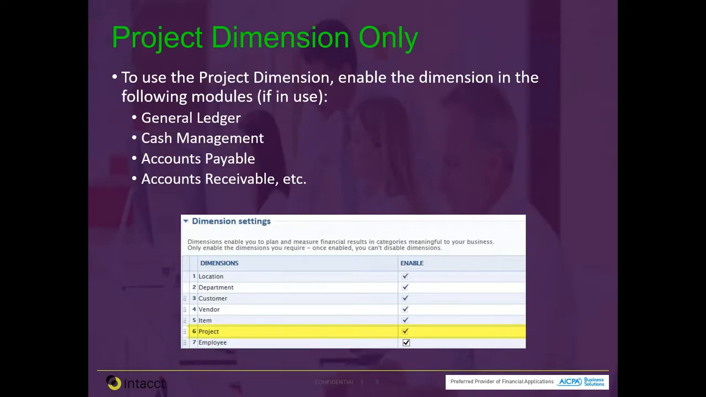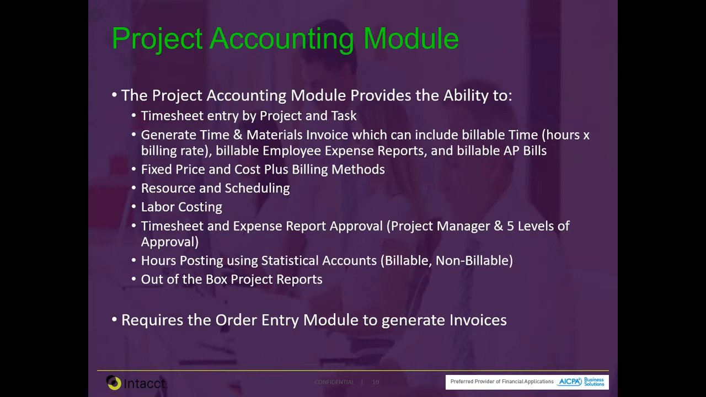There we go. Now, let's talk about what full project module accounting does. If we're using the project module, then we're talking about a robust project reporting system, not just the dimension where you're capturing information to report up to the general ledger. We're talking about the ability to record timesheets against a project and a task. We're able to generate billings, whether they be fixed fee, time and material. We can capture AP bills and pass them through the project management system.